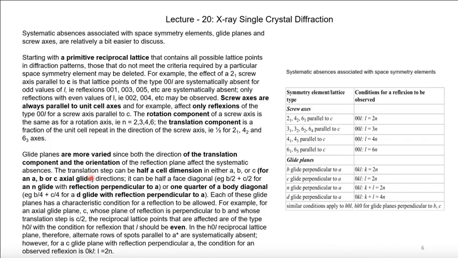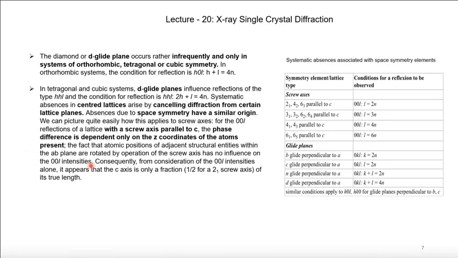Okay, I have taken this chart also. Now we go to the next slide. The diamond glide occurs rather infrequently, only in which crystal systems can you get a diamond glide? The orthorhombic system, tetragonal system, and cubic system. So we need not look for a diamond glide when we find that the crystal system is, say, monoclinic or triclinic. You need not look for a diamond glide plane.